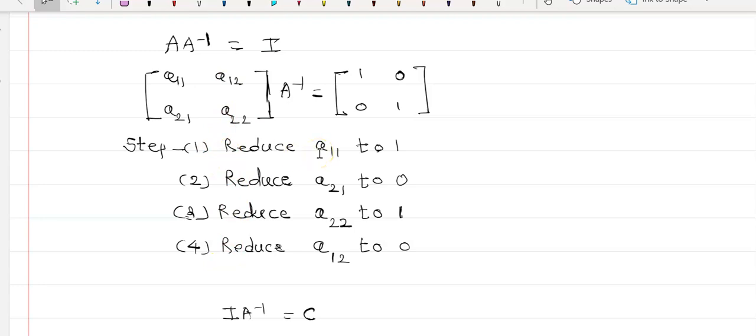If A11 is already 1, no problem. While making A11 equal to 1, if A21 becomes 0, no problem, go to the next step. And if it is not 0, then follow this step. Next is to make A22 equal to 1, but if A22 is already 1, then don't follow this step. Then make A12 equal to 0. Then you will get the inverse.